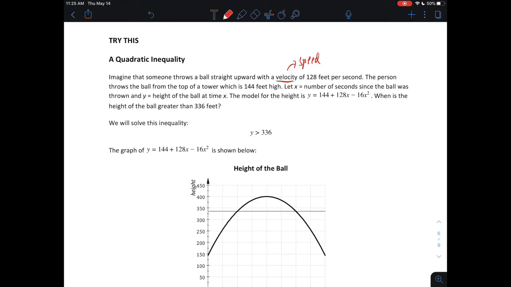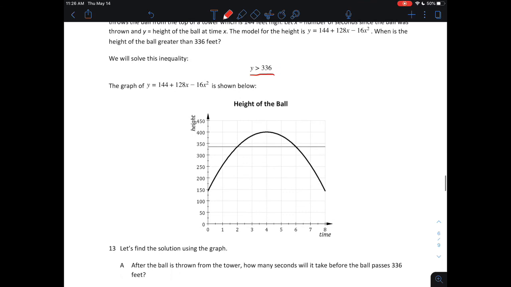When is the height of the ball greater than 336 feet? We will solve this inequality. y is greater than 336, because y is measuring the height, and we want that to be greater than 336 feet. The graph of y equals 144 plus 128x minus 16x squared is shown below. And if you're wondering which graph it is, just think of when you throw something up in the air, what comes up must come down. So it's this thing that looks like the motion of throwing a ball in the air. And even if it's thrown straight up, the reason why we have this thing that looks like an arc is because we are measuring the horizontal axis as time. So over time, the ball is going up, but then it's coming back down. So the horizontal axis here is time, the vertical axis is height.